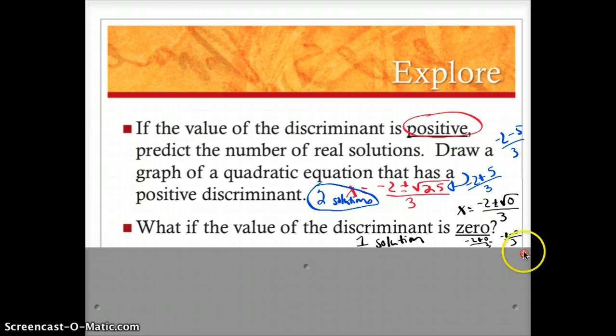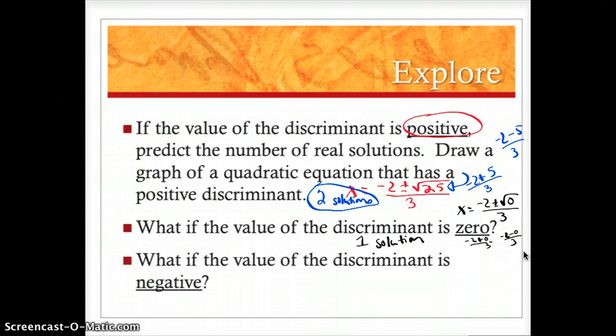Okay, and then for the last one, what if the value of the discriminant is negative? So this time I'd say negative 2 plus or minus, let's say root negative 25 over 3. I don't really care what it is, but it's a negative number. I hope you can see that when we're trying to take the square root of negative 25, right now in our math careers, we do not know how to do it. We would say there is no solution. So in this case, we have no solutions.